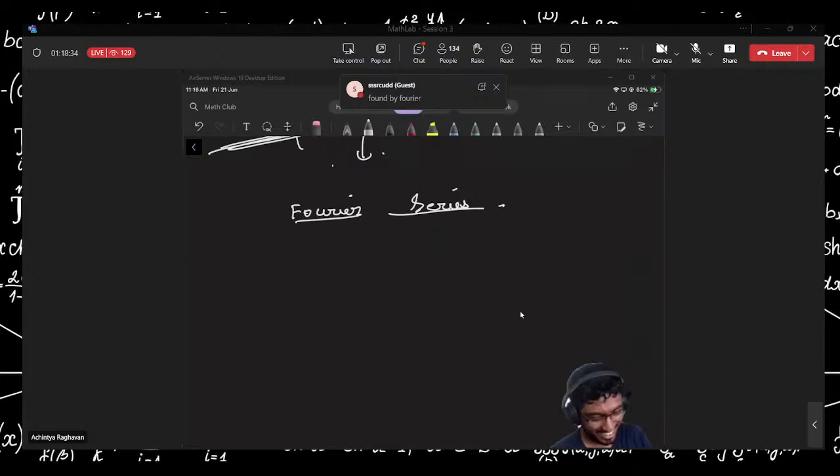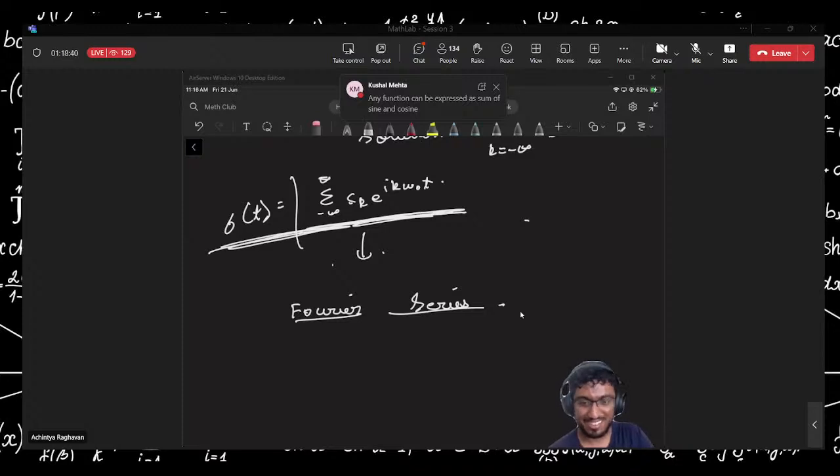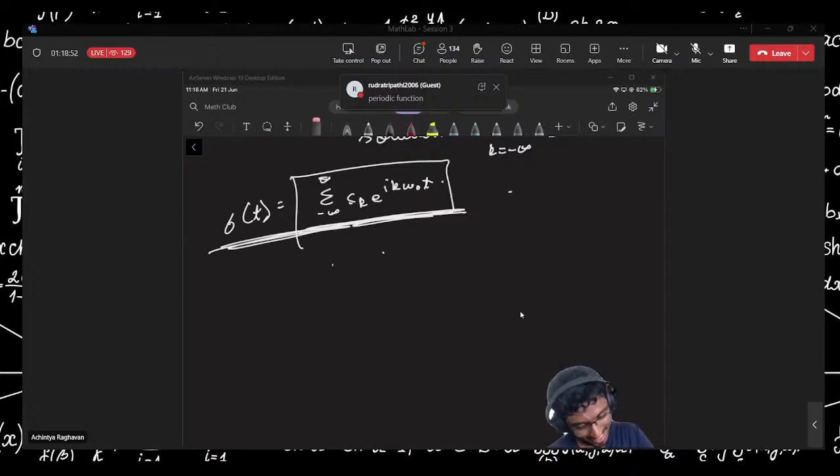Yeah, it's found by Fourier, sure. But why did we name it? If this was a normal series, we would not have named it. What is so special about this? Yes, exactly. You can represent any periodic function with this, even complex periodic. You can represent it in this form.